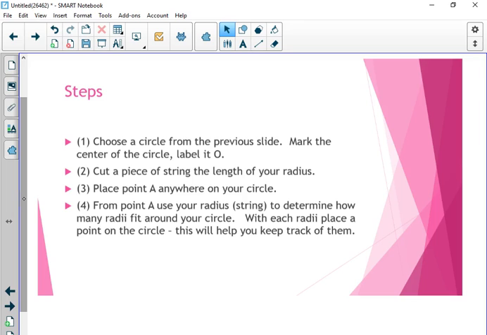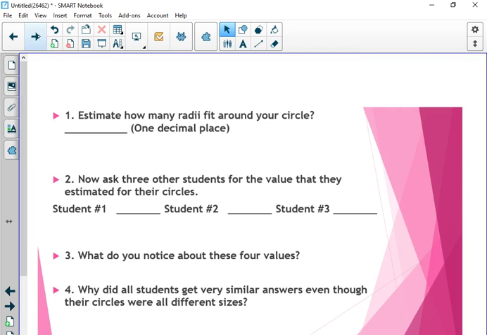Hopefully people pick different circles, and we'll talk about this in class. See what happens. So, you're going to estimate, before you start moving it, how many of those radii fit around the circle. Now, number 2 you can't do unless you want to text a friend who's in your class and do it there. But we'll get some other values from students in class to see what they guessed. Okay? So we'll talk about number 3 and 4 in class before we start the practice for the day.